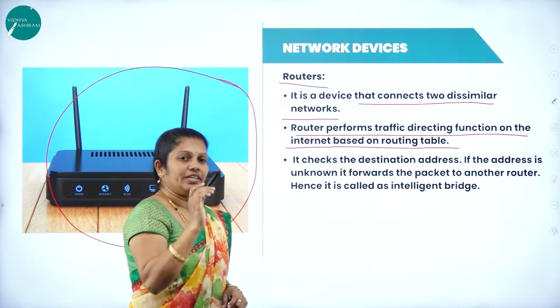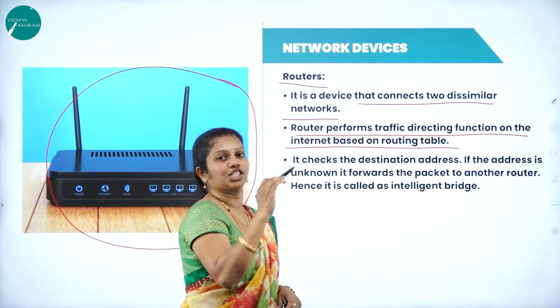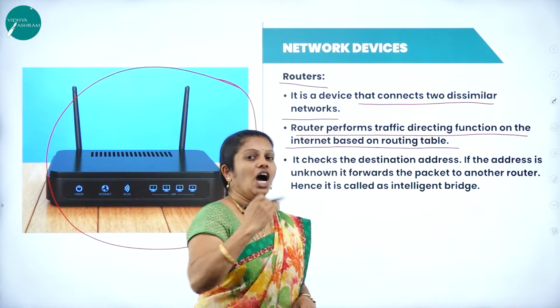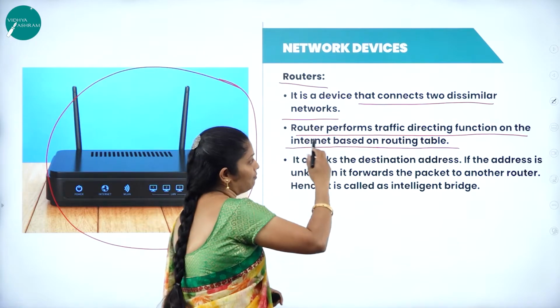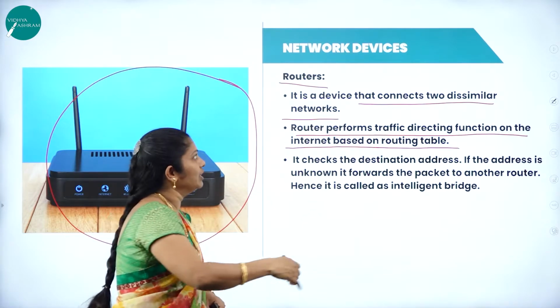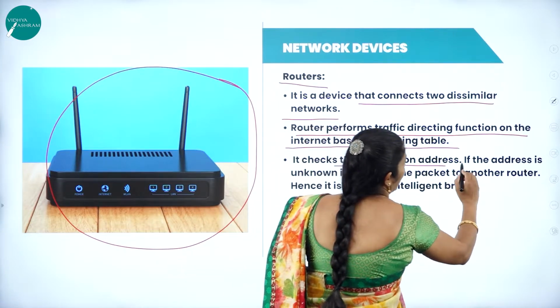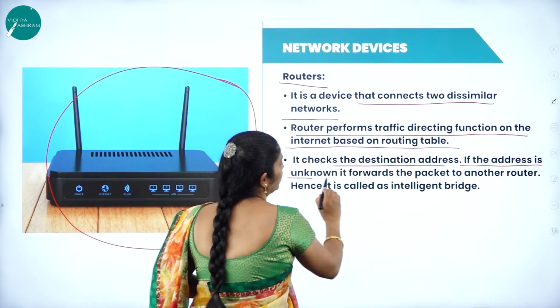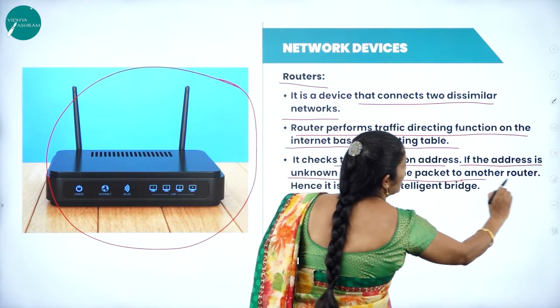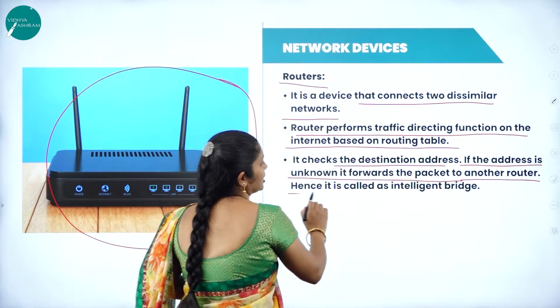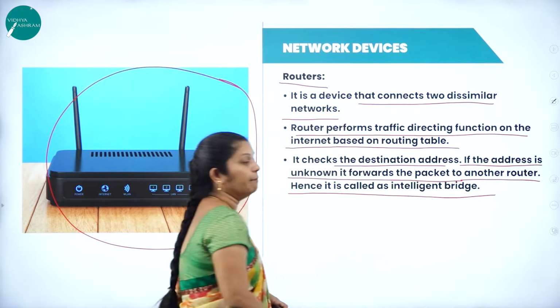It means that it will tell you on which path the data has to be moved from source to destination, how it will move. Especially the functionalities, the traffic control, everything is done by this router. And it checks the destination address. If the destination address is unknown, it forwards the packets to another router. Hence, it is called an intelligent bridge.